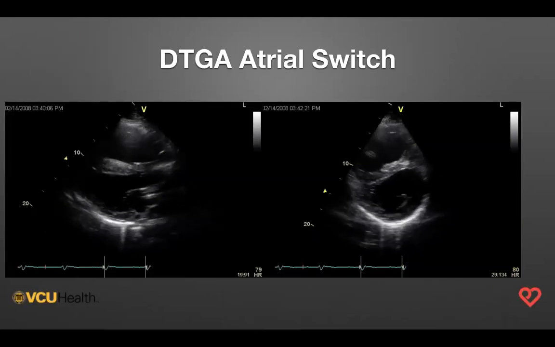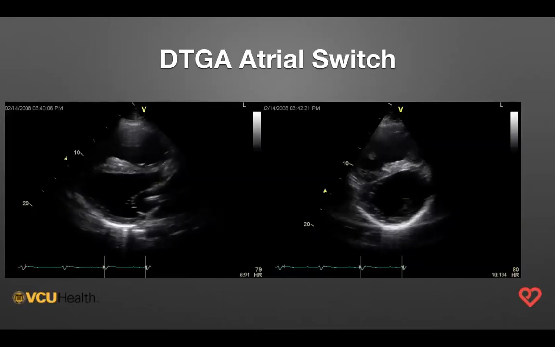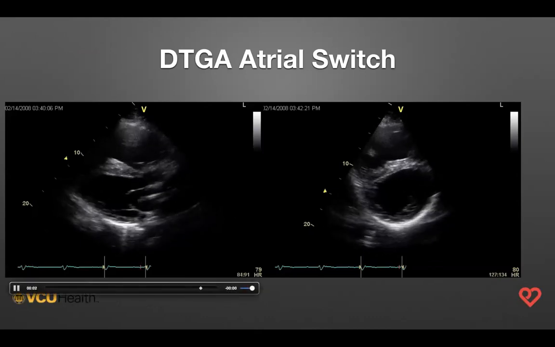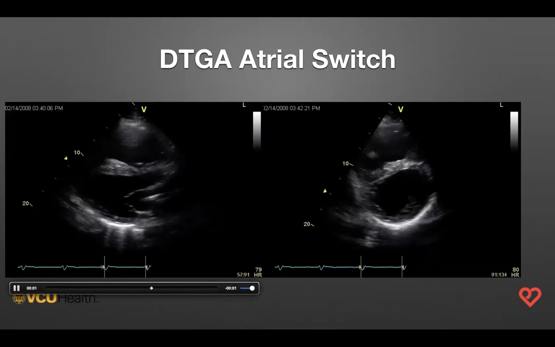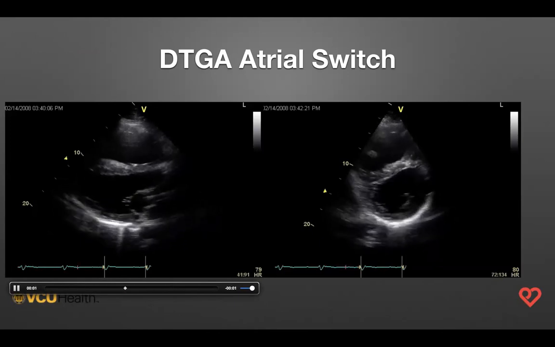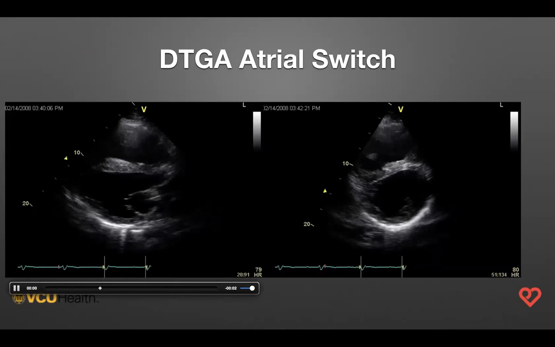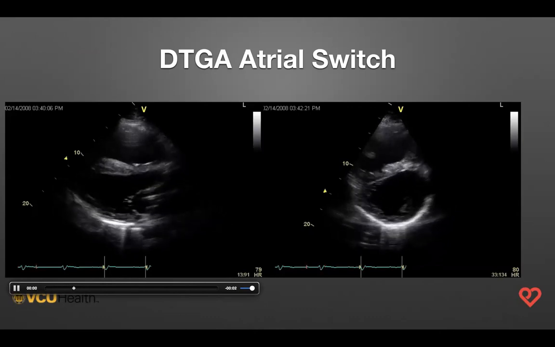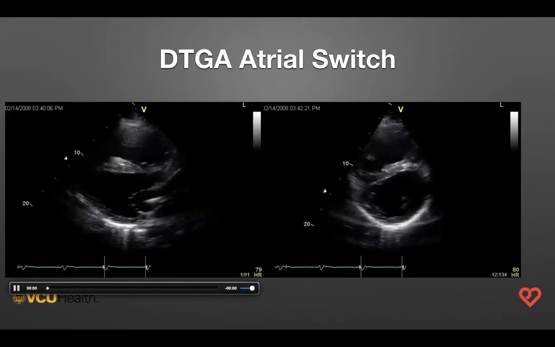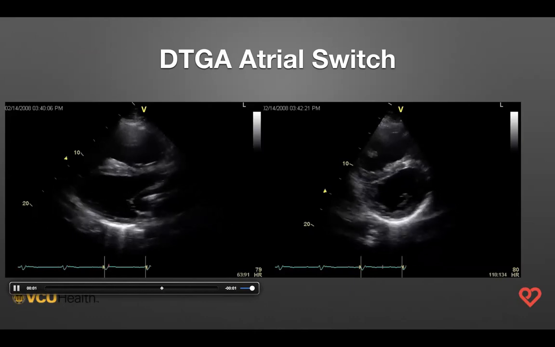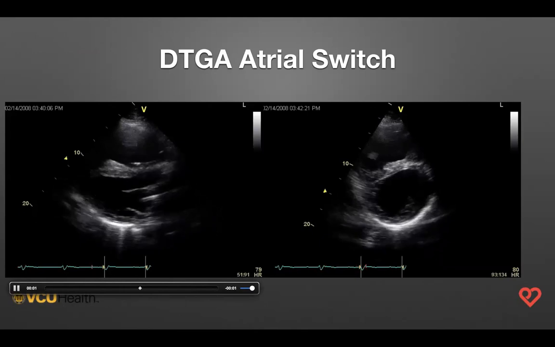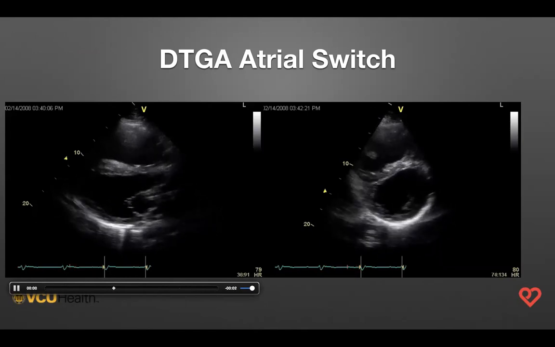Here is the echo images. Once again, I'm going to call your attention to the septum. Remember with detransposition, I explained that the septum should be bulging towards the left ventricle in systole, and that would be normal because your RV pressures are systemic and your LV pressures are supposed to be normal. In this one, the ventricular septum is midline.